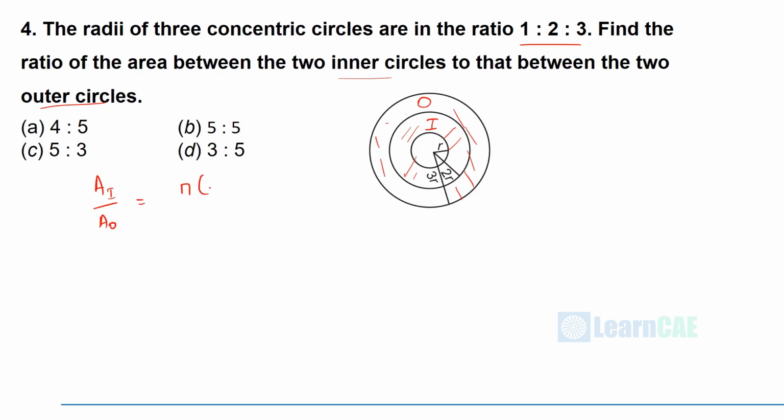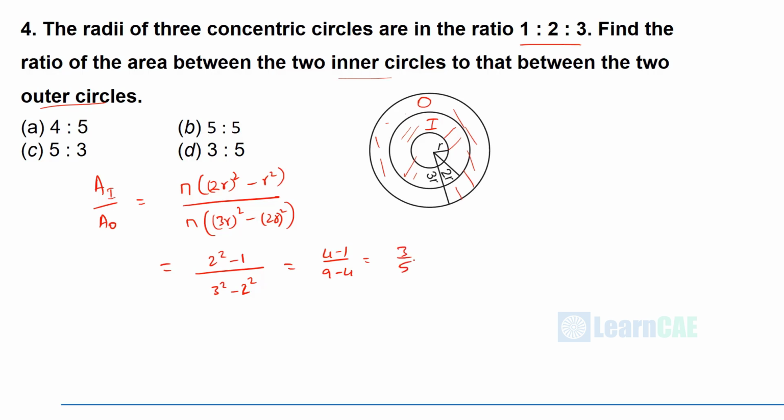A I is nothing but pi R2 square minus R1 square, that is 2R square minus R square. And for the outer circle it is pi 3R square minus 2R square. Okay, we shall calculate. We can take R square as common and then we can cancel out each other. The numerator will be 2 square minus 1. The denominator will be 3 square minus 2 square. So this is 4 minus 1. This one is 9 minus 4. This is 3 by 5. The answer is D, 3 by 5.